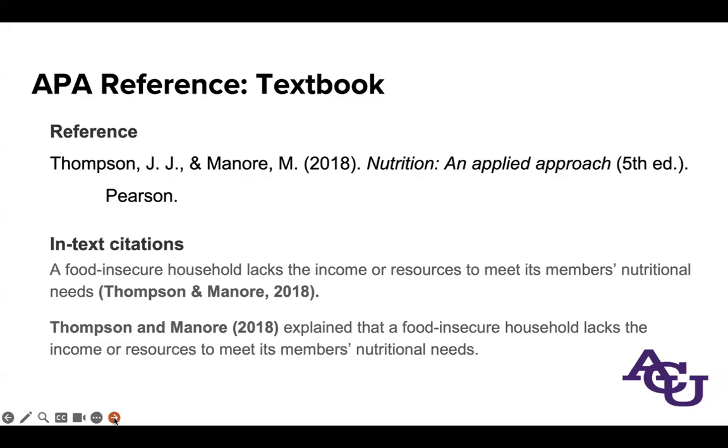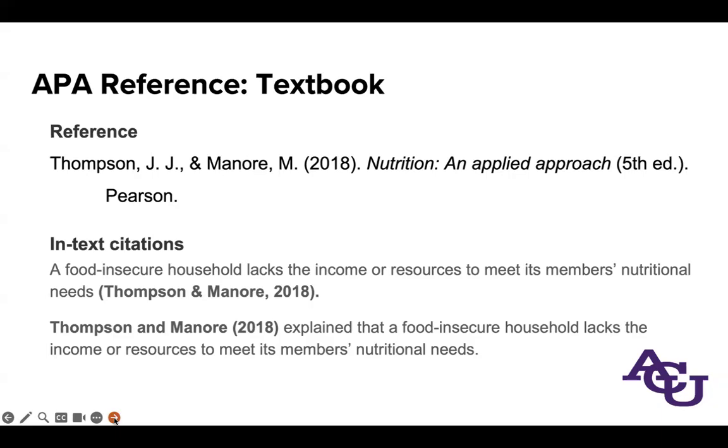The date for the textbook will just be the year in parentheses, followed by the title in sentence case. And this time the first word of the title and the first word of the subtitle are capitalized. So we have N in nutrition and A in An capitalized. The book has edition information, so we put 5th ed. in parentheses after the title, and then at the end we put the name of the publisher.